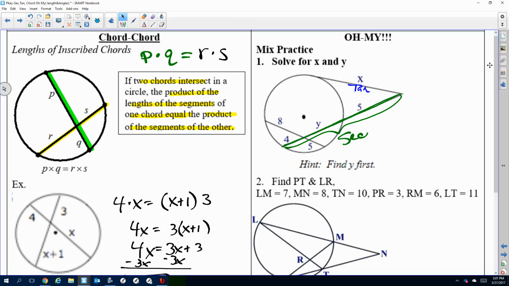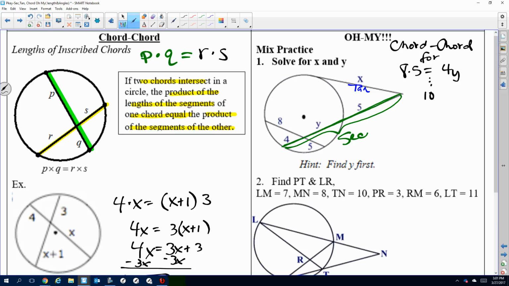All right, and then in the interior, we have chords. You need to start with the y because the y is part of the chord. Although it's also part of the secant, we can use chord to solve for y. So using chord, I can find the y. So what product of parts do we have? 8 times 5 equals 4 times y, which is 4y. So what is y going to end up being?